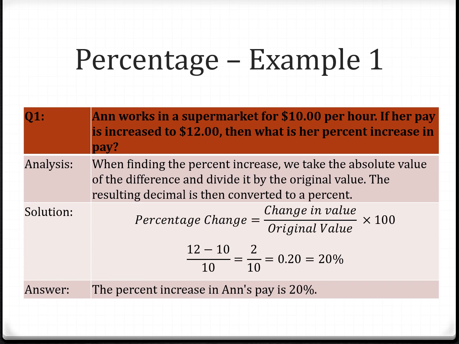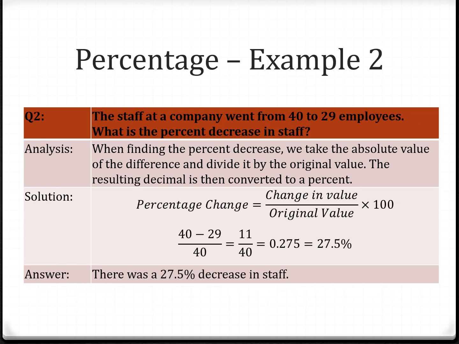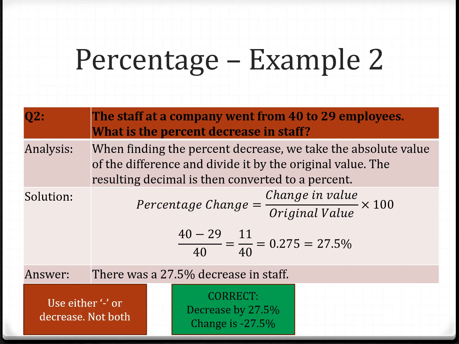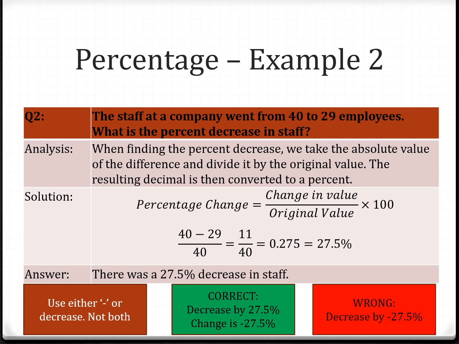Anne works in a supermarket for 10 per hour. If her pay is increased to 12, what is her percentage increase in pay? So always change in value over original. What's the change? 12 minus 10 over the original times 100%, you get 20%. Same goes for this. Decrease now. Went from 40 to 29. So change in value over original. The change is 11 over original. You get 27.5%. Either you say the change is 27.5, decrease by that, or you put a negative there. Don't go and say decrease by negative. You can't do that. You use either one.